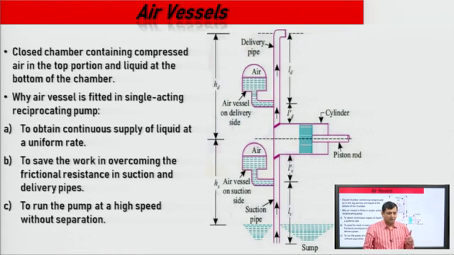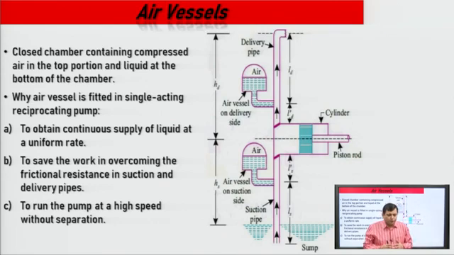Second is to save work in overcoming the frictional resistance. There is frictional resistance as fluid flows in the suction pipe and delivery pipe. Friction is calculated by the Darcy-Weisbach equation. So, how is this power minimized? This is done by the air vessel. The function of the air vessel is to save the work in overcoming the frictional resistance in the suction and delivery pipe.